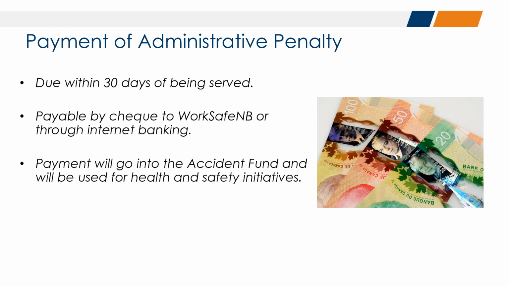Payment of an administrative penalty is due within 30 days of being served the package. As seen in the notice of an administrative penalty, the administrative penalty is payable by check to WorkSafe NB or through internet banking. Payment will go into the accident fund and will be used for health and safety initiatives.